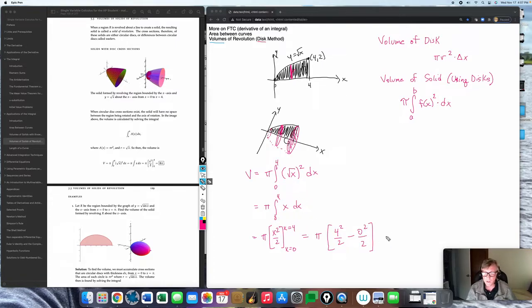But in any event, the answer to this is going to be 8 pi. So this is 8 pi cubic units, which is how much volume this space takes up when we take this region and revolve it around the x-axis. So there you go. Okay, we'll do one more example of this and then we'll call it a week.